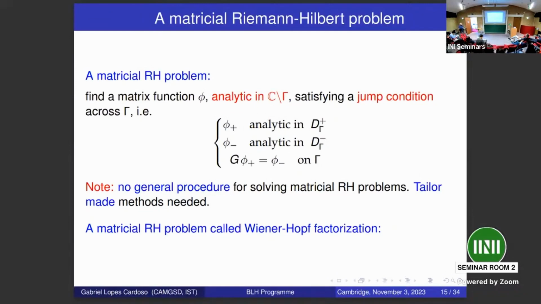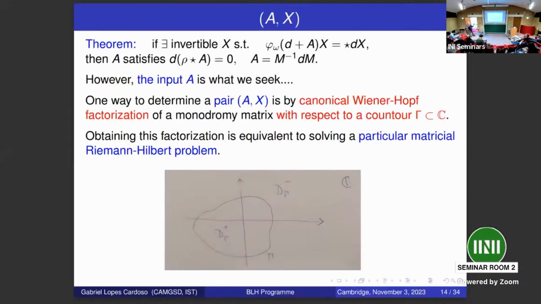So first of all, what is a Riemann-Hilbert problem? Now, there are all kinds of Riemann-Hilbert problems. We'll be interested in a specific matrix or matricial Riemann-Hilbert problem. This Riemann-Hilbert problem will be associated with the factorization of a monodromy matrix with respect to a contour in the complex tau plane. So first we have to pick a contour. So here's a contour in the complex tau plane. It's going to be a closed contour encircling the origin. It's going to be a simple contour.